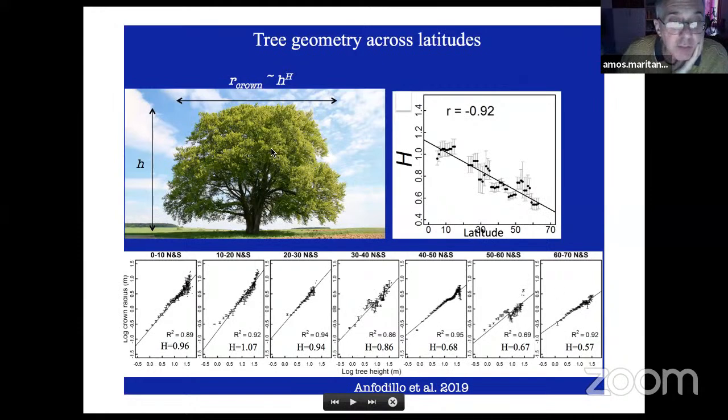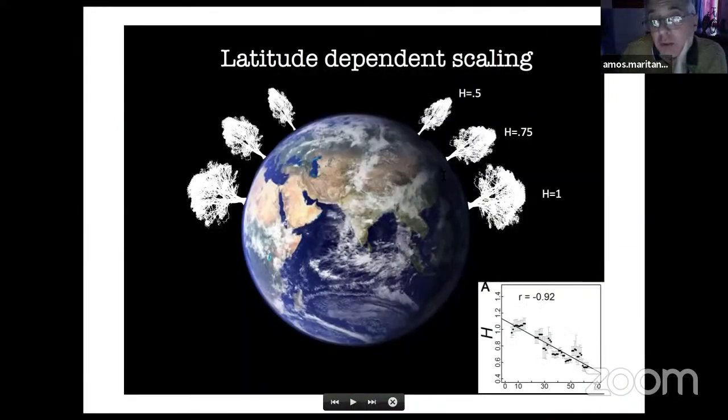So it's not true that plants are always spherical objects, like in this picture. As you go more and more to the north, they become shorter in height, but also much thinner. Here at the tropics, it is almost an isotropic scaling of the width and the height, whereas as you move to the north, the height scales much faster than the width of the crown. This does not mean that they are taller. Indeed, they are shorter in height, but the width of the crown scales with an exponent which is smaller than one.